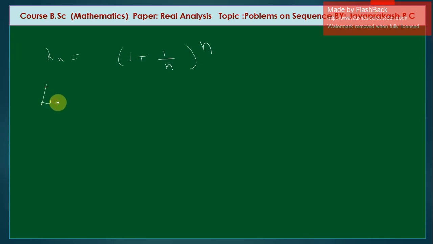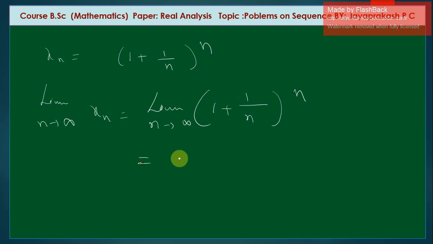Taking limits on both sides, we get limit n tends to infinity xn is equal to limit n tends to infinity (1 plus 1 by n) whole to the power of n, which is equal to e, because it is a standard formula we proved already previously. e is a finite limit, therefore the given sequence is convergent.